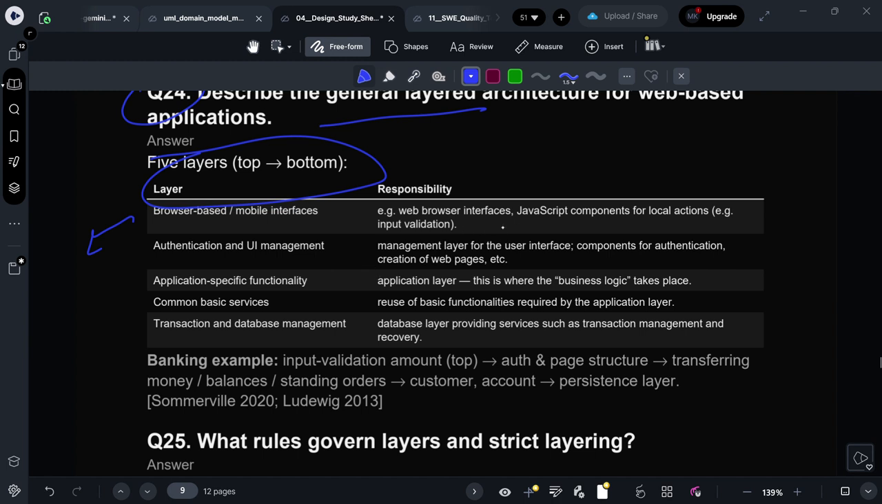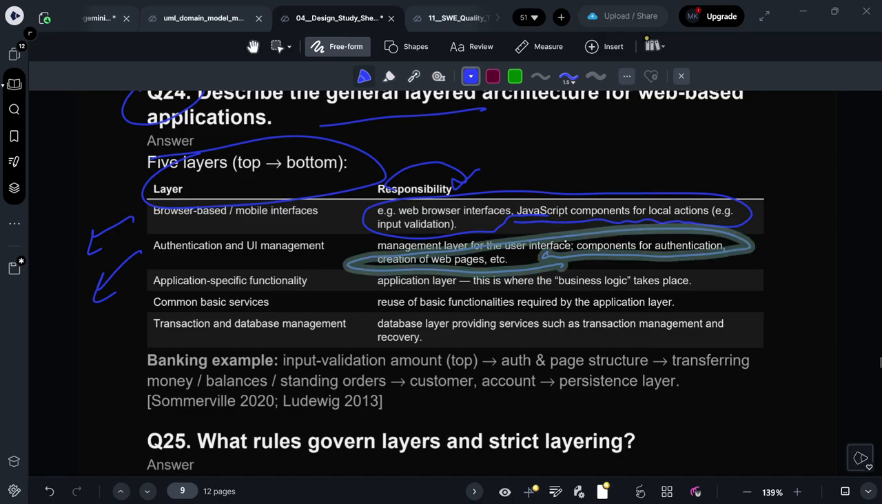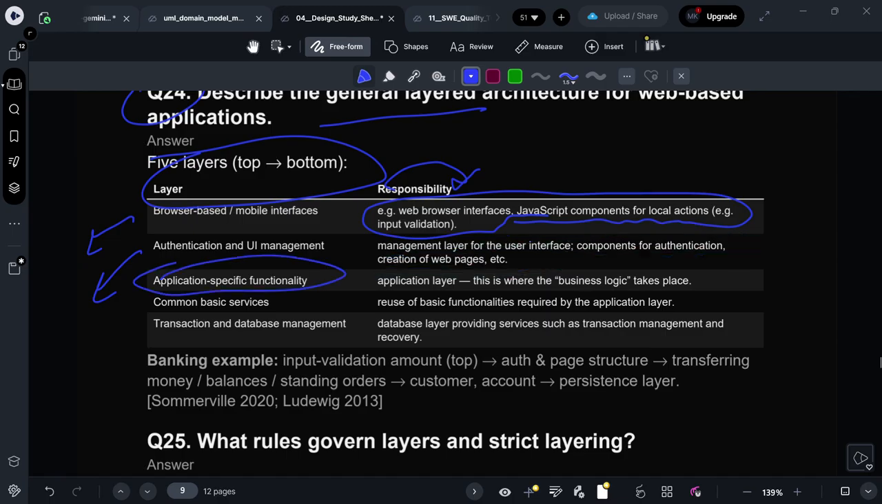We have web browser interfaces, JavaScript components for local action. Example, input validation. This is the responsibility of this browser-based mobile interface layer. We have authentication and UI management layer. Management layer is for user interface components for authentication, creation of web pages, etc. Then we have application specific functionality application layer. This is where business logic takes place on the application layer.